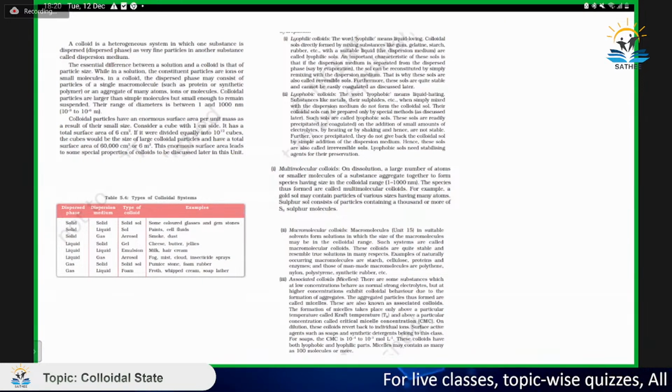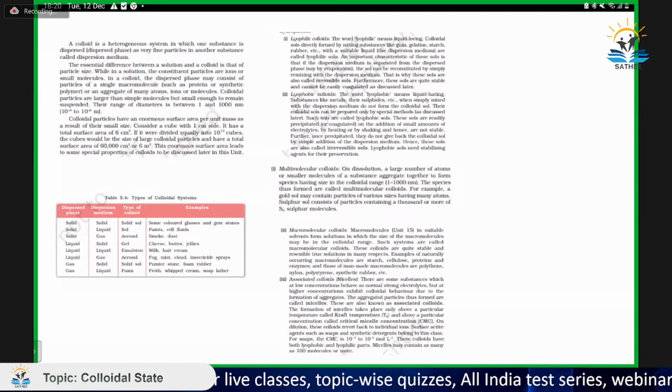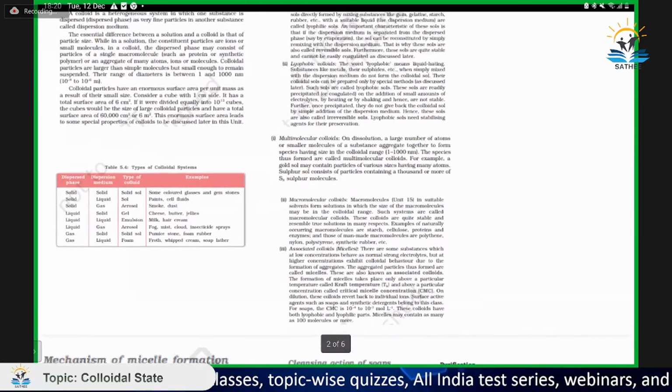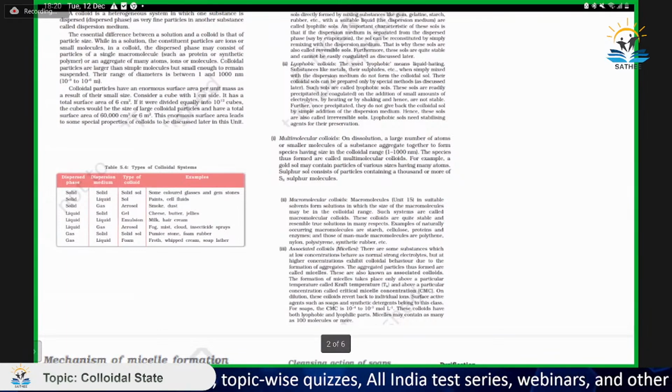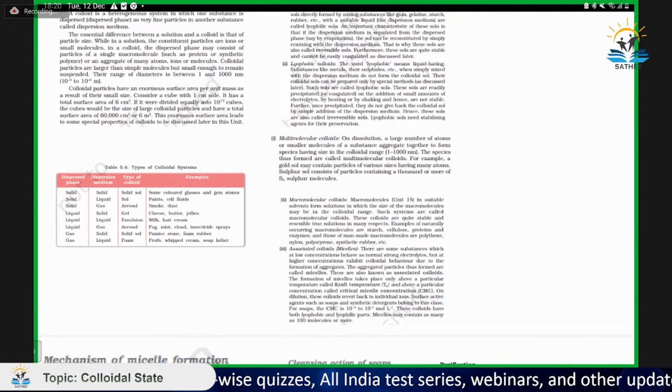the two pieces together have a higher surface area than the one piece. So that's the logic. And types of colloids, you have solid, liquid, and all the names are there. Gas in gas is not a colloid.